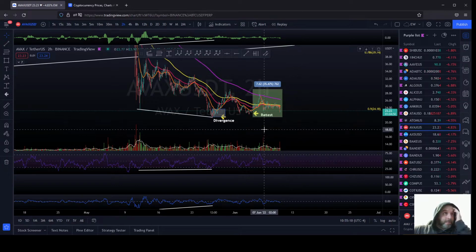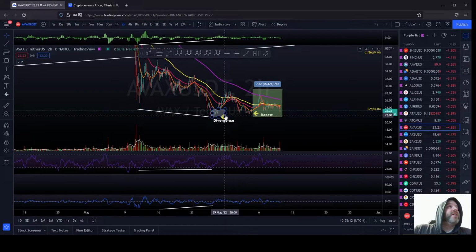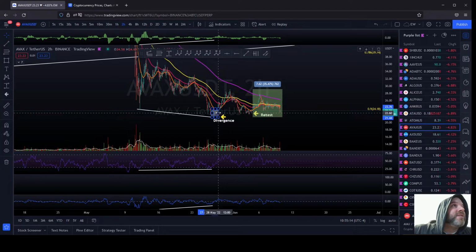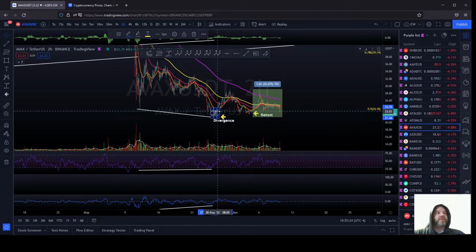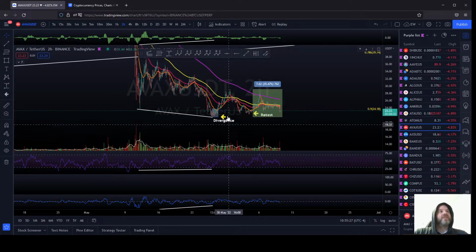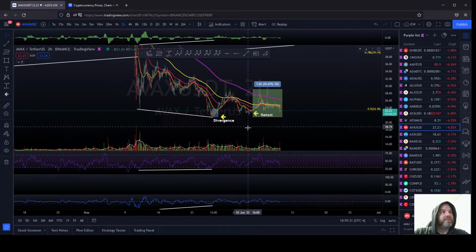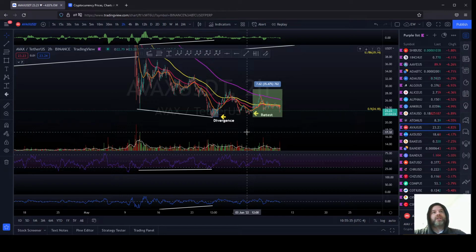So yeah, for me, the divergence ends. So we have what? 26th of May, 1800 hours until 28th of May, 8 a.m. So the divergence lasts for 2 days for me. After this, the divergence is over, and this part is called the retest to me. So I just wanted to make that clear.